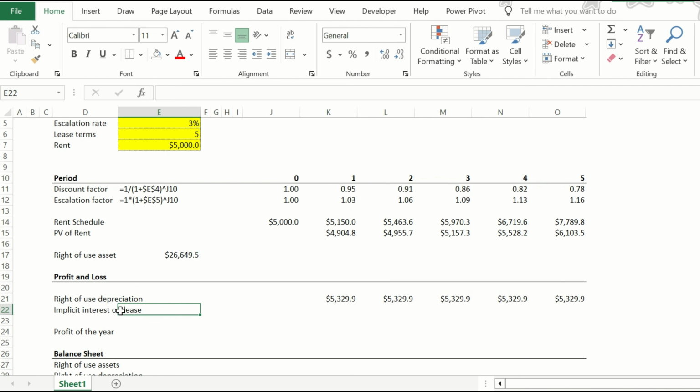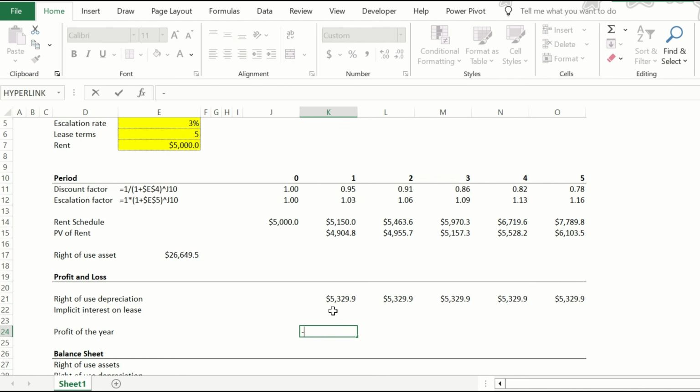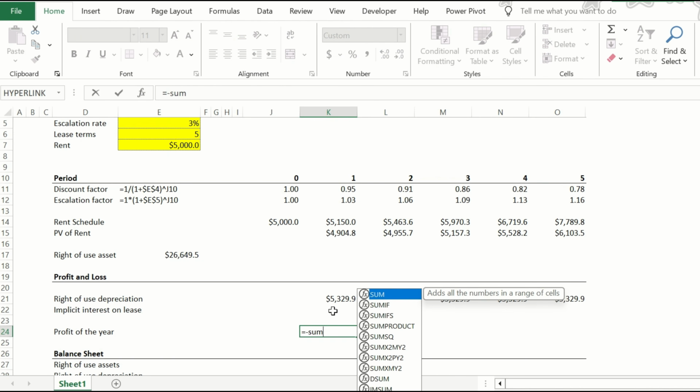Now the second item that will hit the P&L is the interest expense. So depreciation will hit the operating cost and interest will hit finance cost. For now, we will calculate interest properly inside the lease liability schedule and then link it here. So total lease cost in the P&L each year will be depreciation plus interest, and we are not showing any revenue. So it's the negative number in the P&L.